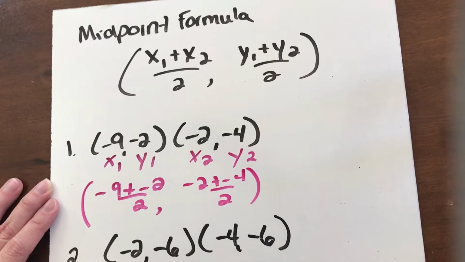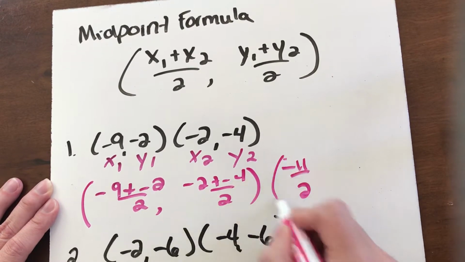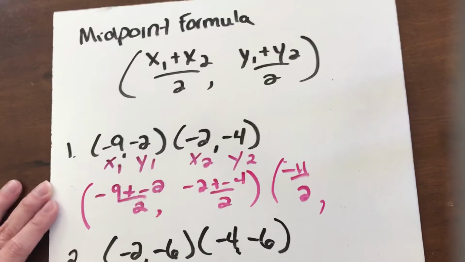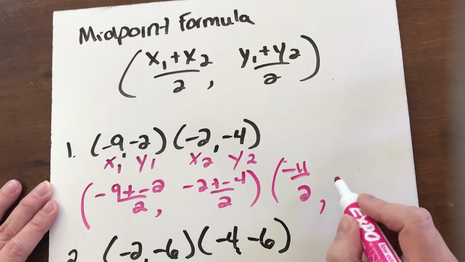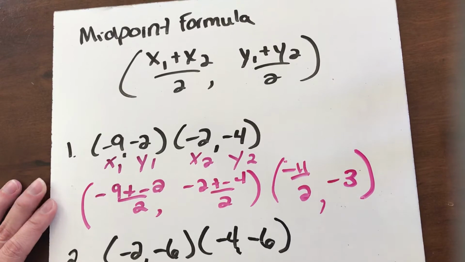is going to be your y coordinate. So negative 9 plus negative 2 is going to be negative 11 over 2. Just leave it as a fraction. You don't have to turn it into a decimal. If you want to turn that into negative 5.5, that's fine. And then negative 2 plus negative 4 is negative 6, and negative 6 divided by 2 is negative 3. So your midpoint would be negative 11 halves and negative 3.